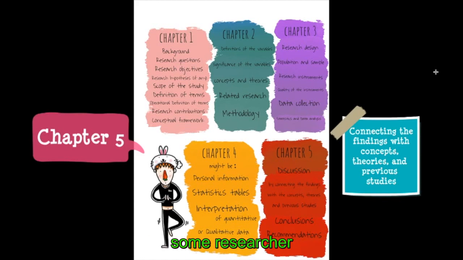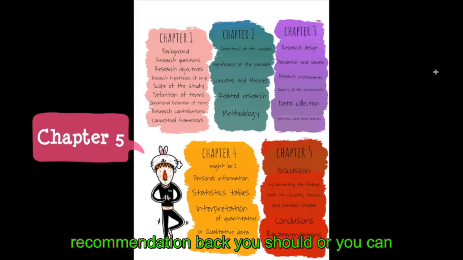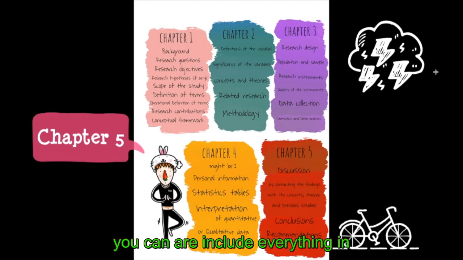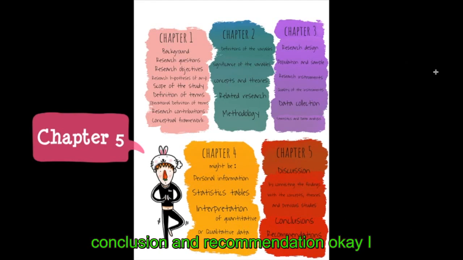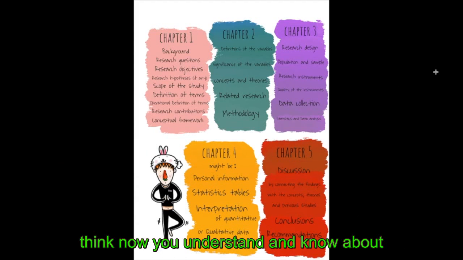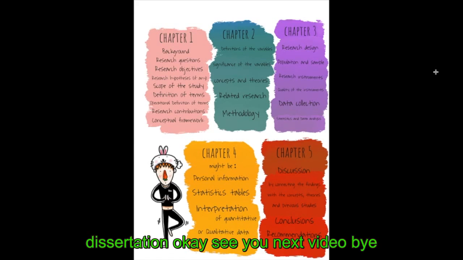And also, some researchers now have a chapter 6 for the conclusion and recommendation. But you can include everything in chapter 5, like your discussion, conclusion, and recommendation. Okay, I think now you understand and know about the composition of the research dissertation.